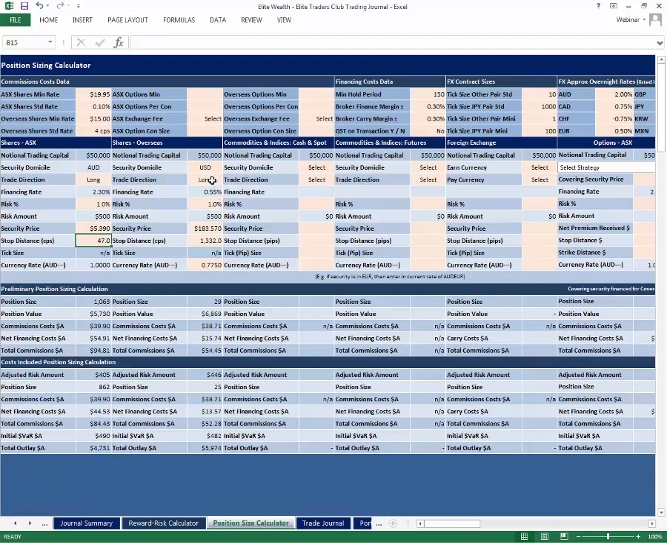Same for overseas shares. You choose the direction of the trade on there. You've got your risk amount in here, entry price, stop distance in whole cents, no decimal points on there, and this will tell you how many shares you need to use on there.